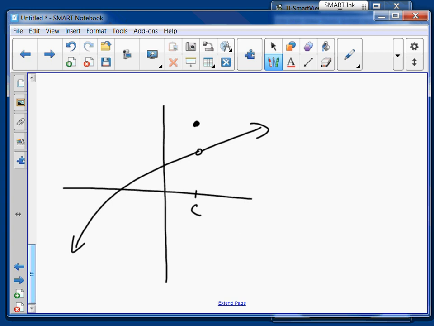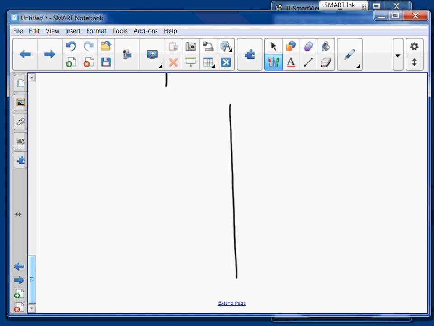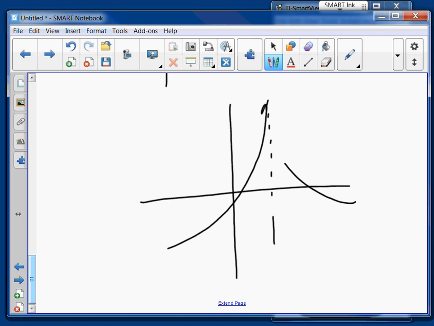Now the same thing can happen with vertical asymptotes. If we have some vertical asymptote in here, this one just fails everywhere. This is C. Does f of C exist? No. Does the limit exist? No. Is it equal? No. It's just no, no, no. We get no's everywhere with vertical asymptotes.